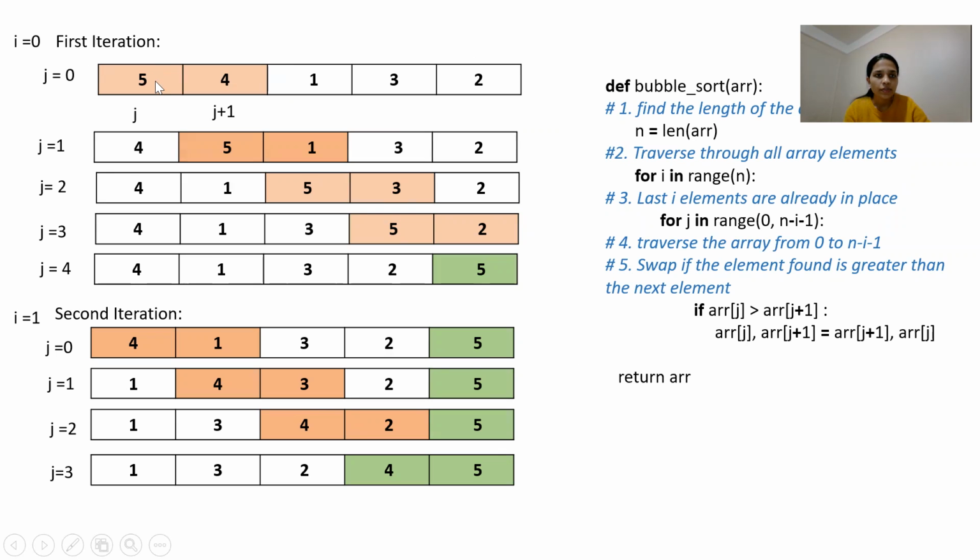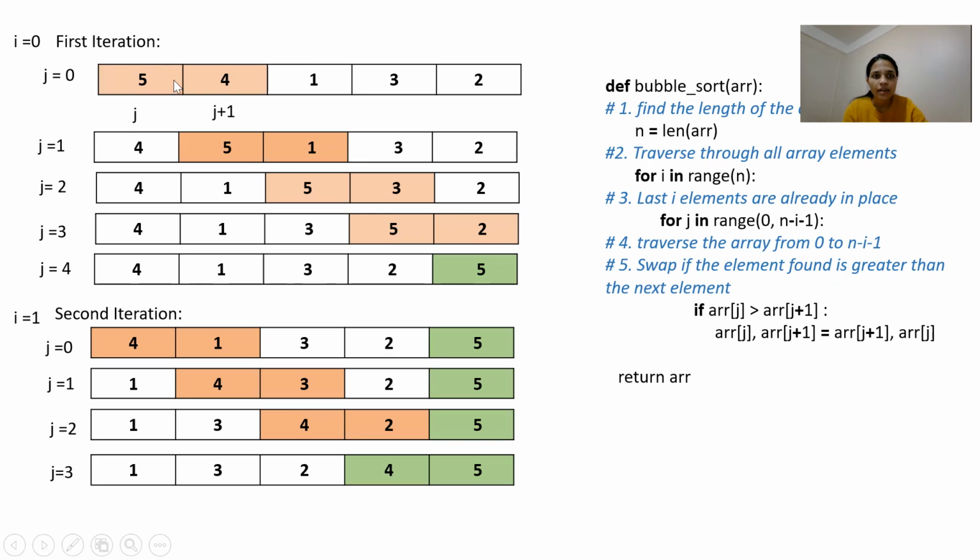First I create a for loop, which is i in range of n. Here range of 5 is because I have 5 different elements. My first iteration will start when i equals 0, and then the second for loop, the inner loop, is j in range of 0 to n minus i minus 1, that is 5 minus 0 minus 1, that is 4. What we do is check if array of j is greater than array of j plus 1.